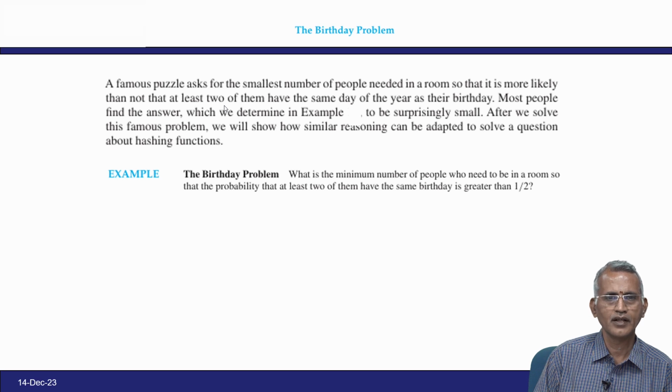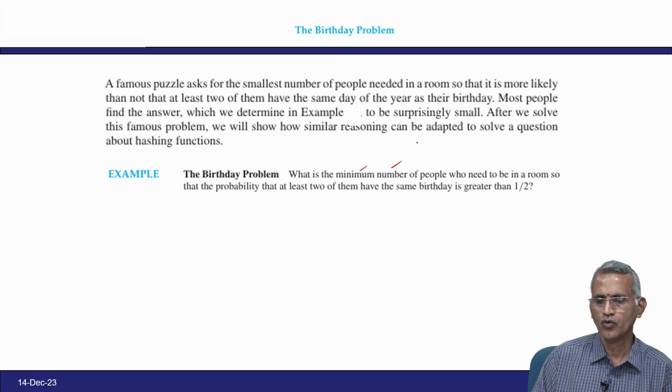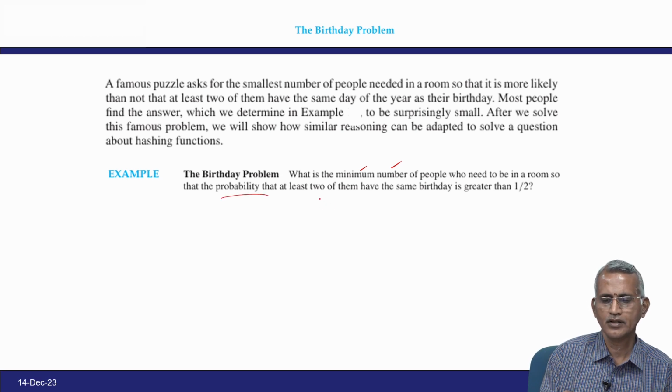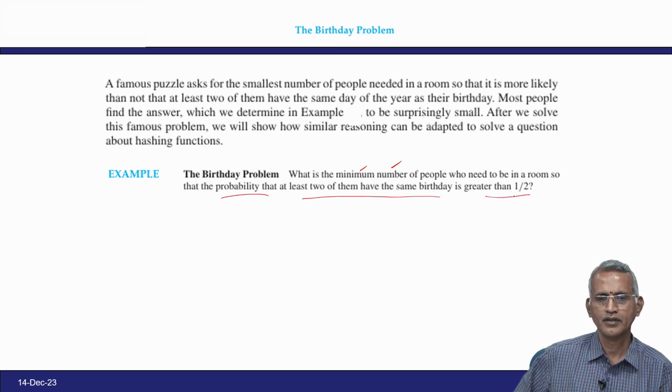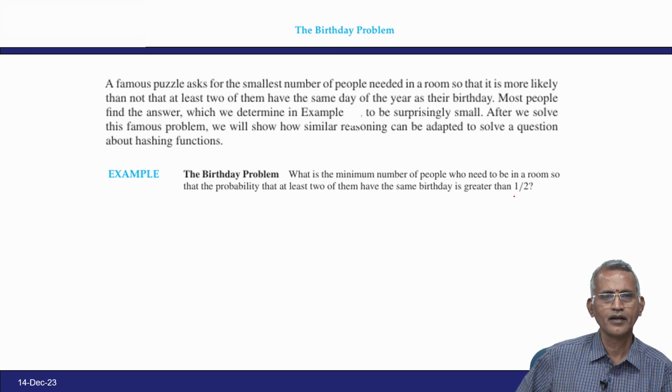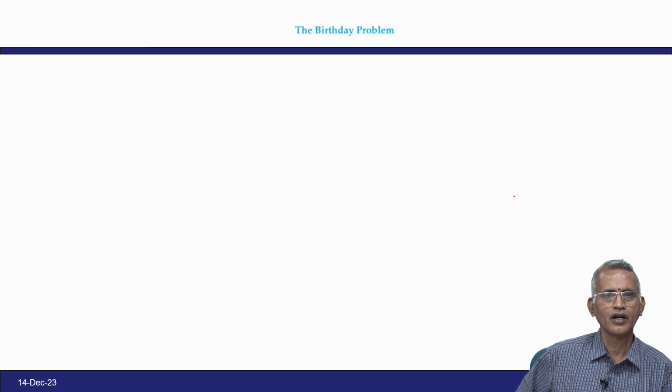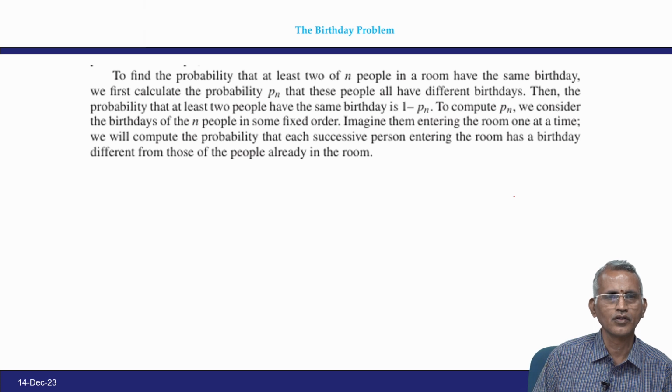The statement is, what is the minimum number of people who need to be in a room so that the probability that at least 2 of them have the same birthday is greater than 1/2? So, this is the question. Now, we are going to discuss the solution to the problem.